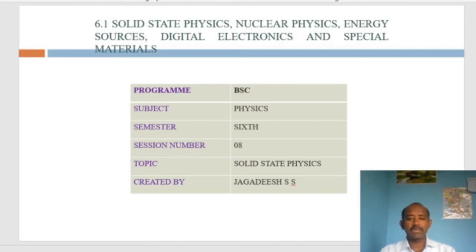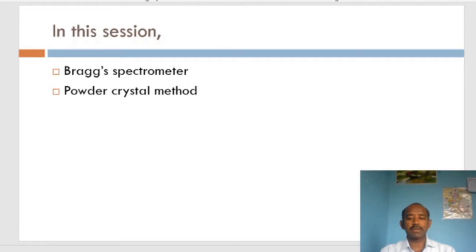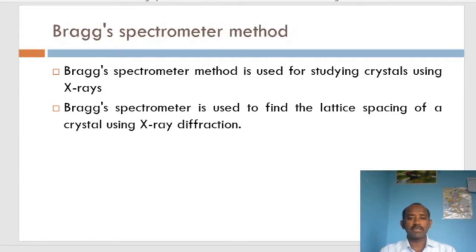In today's session, we will study the Bragg spectrometer and the powder crystal method. First, we have to know what the Bragg spectrometer method is. The Bragg spectrometer method is used for studying crystals using X-rays. The Braggs are the two scientists who worked together to find the X-ray diffraction method.